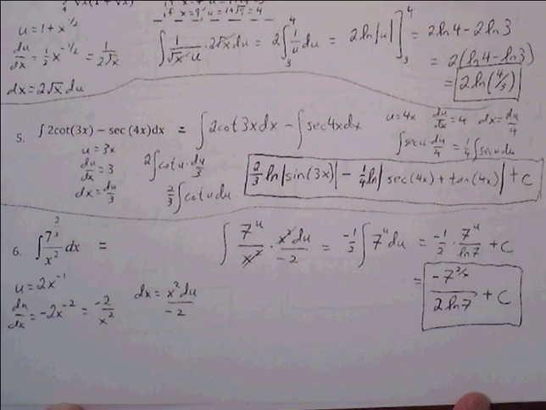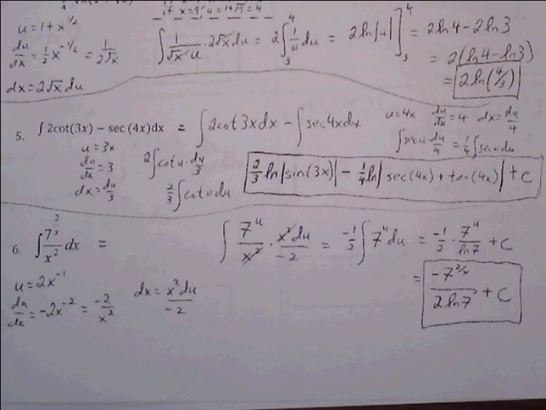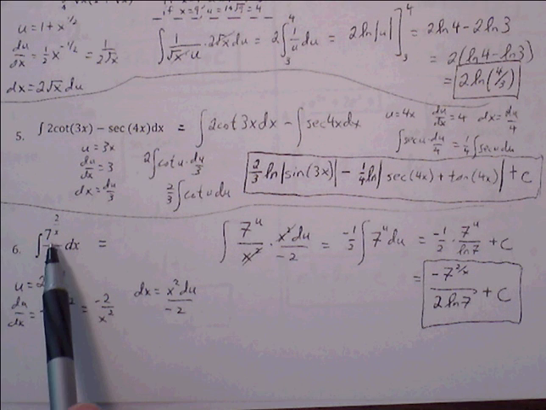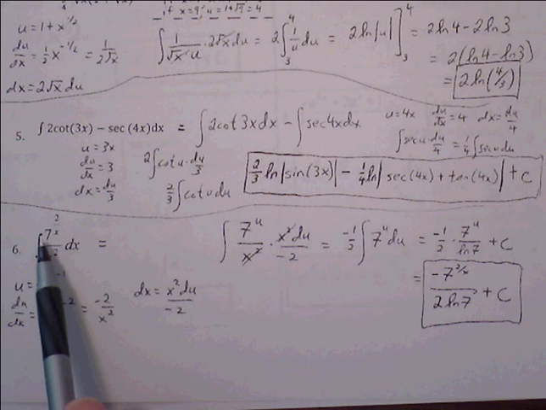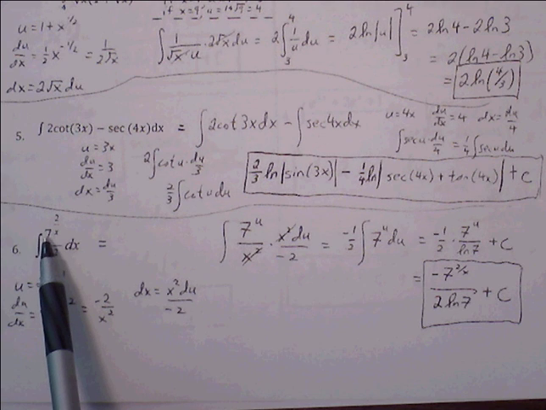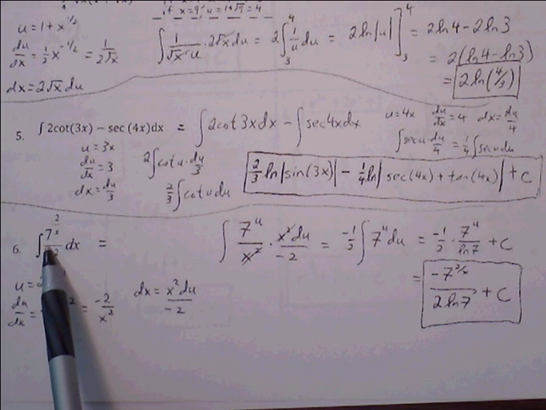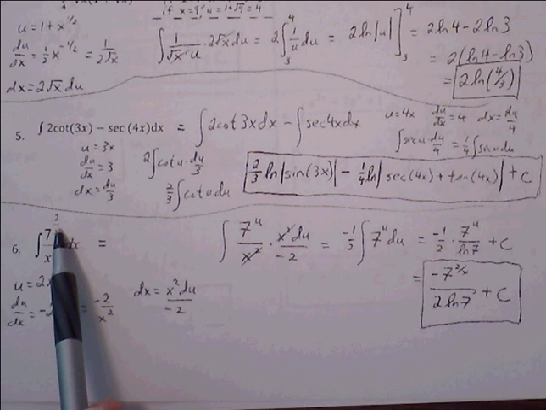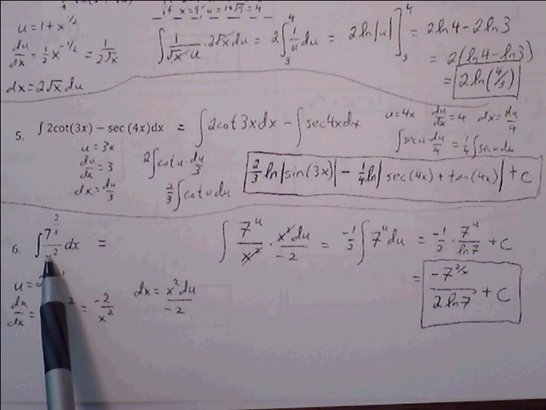All right, number 6 is another u substitution problem. In this case, we're trying to match our rule. If we go through u substitution, our end goal is to try and make this look like an integral of a to the u. We have a base of 7 raised to an exponent. So if we let the u value be the exponent, then the hope is that the remaining derivative will help cancel out this x squared. All right, so let's try that.